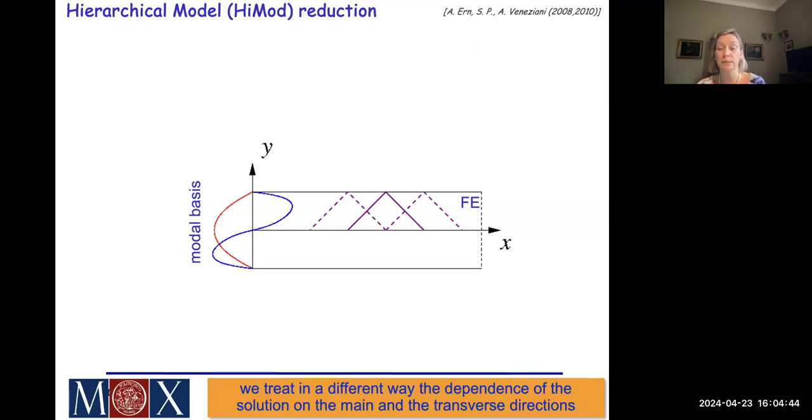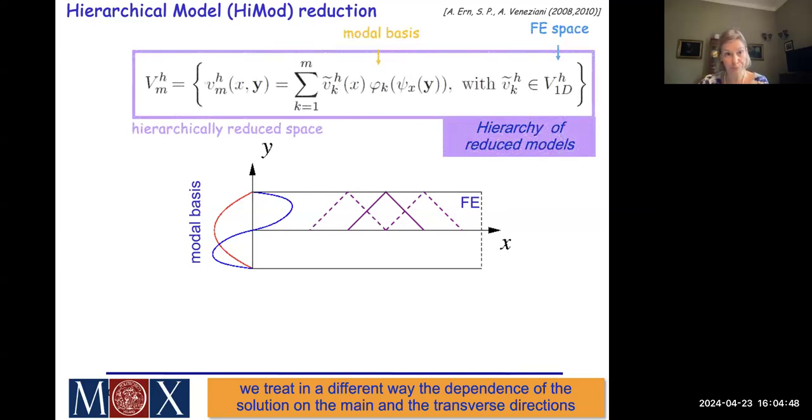So we deal with a basis of modal functions, so that at the end of the day, your reduced model, your reduced space, does coincide with the following collection of linear combinations of finite element functions associated with the x direction, and whose coefficients coincide with the modal basis functions, which may be, for instance, sinusoidal functions. We will comment also on this choice.